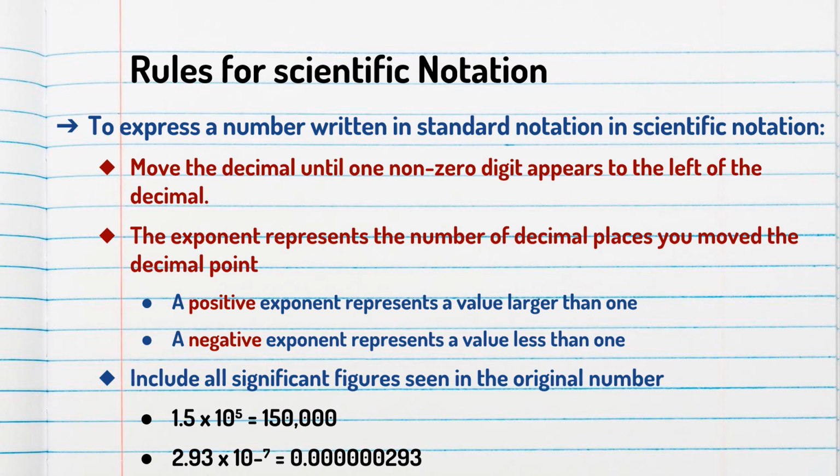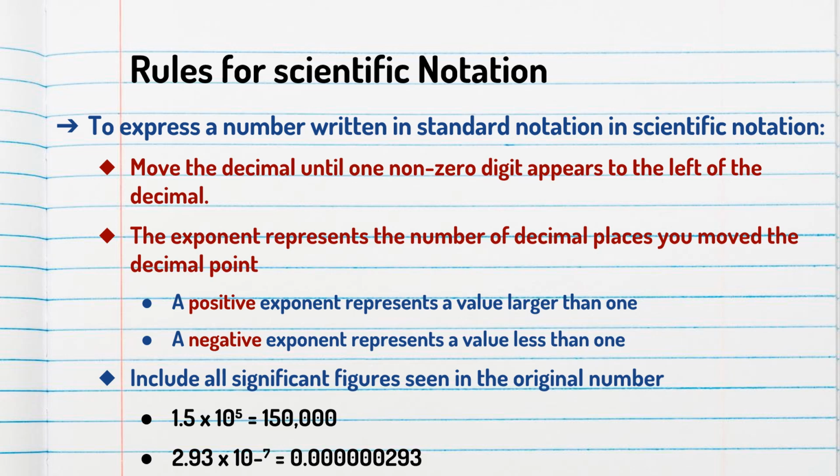To express a number written in standard notation in scientific notation, we're going to move the decimal until non-zero digits appear to the left of the decimal place. So we have 1 non-zero digit to the left of the decimal place. The exponent represents the number of decimal places you have moved. A positive exponent represents a value larger than 1, and a negative exponent represents a value less than 1.